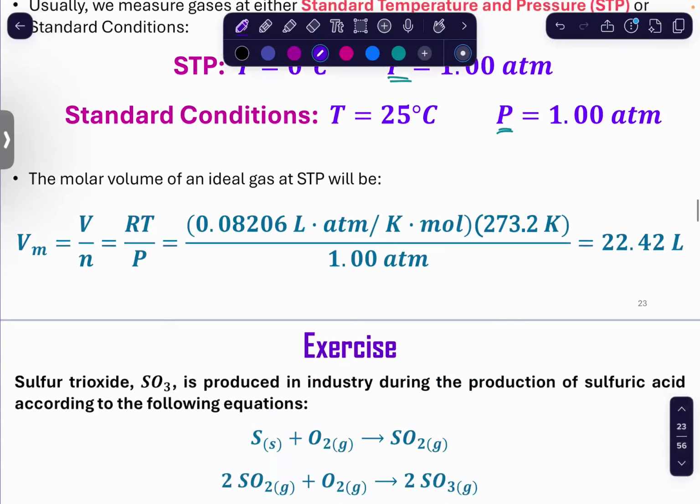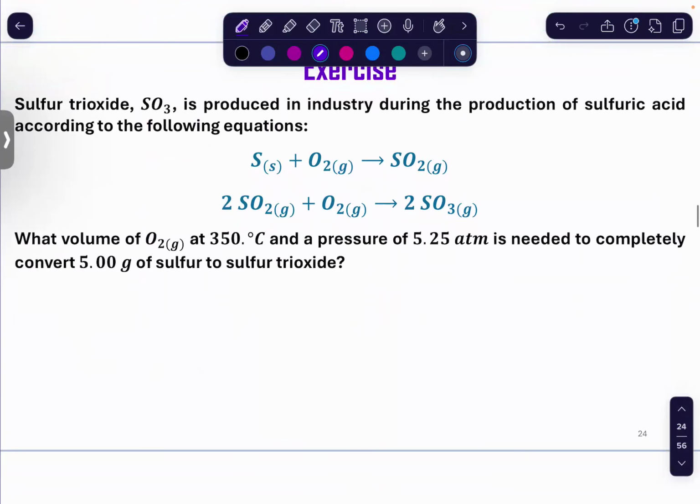So let's look at our next exercise. Sulfur trioxide is produced during the production of sulfuric acid by this system of equations. What volume of O2 at 350 Celsius and a pressure of 5.25 atmospheres is needed to completely convert 5 grams of sulfur to sulfur trioxide?